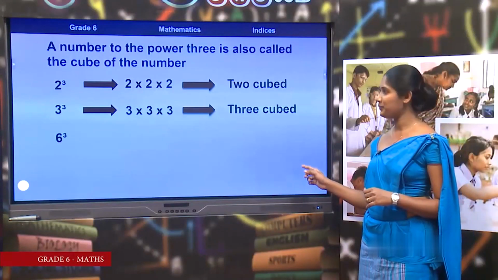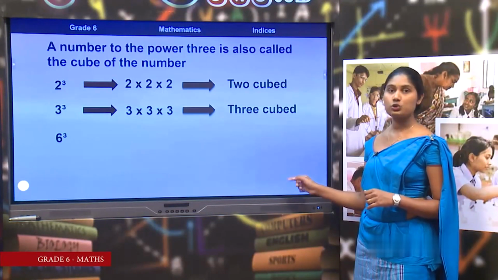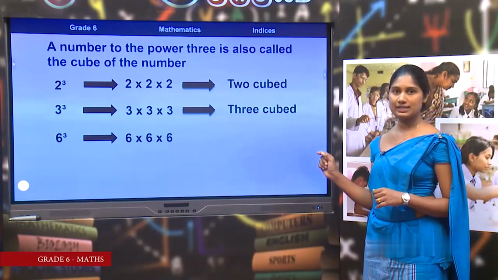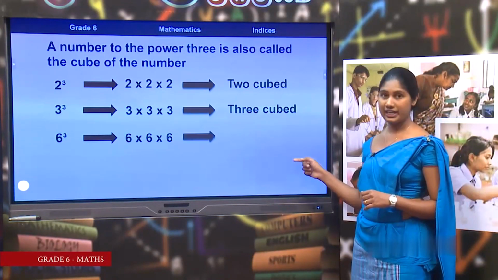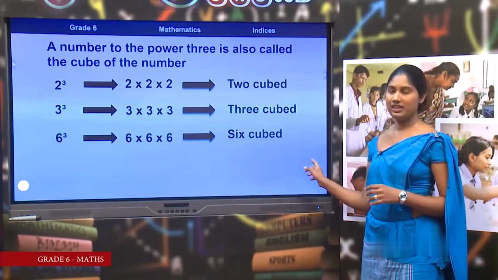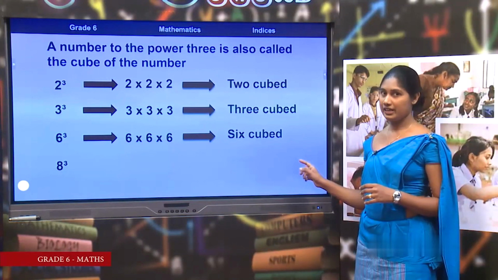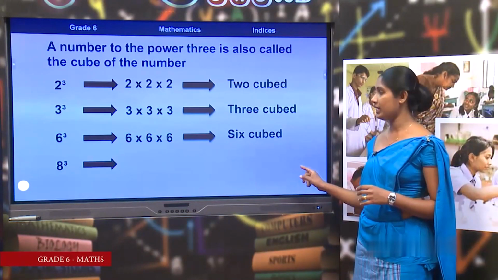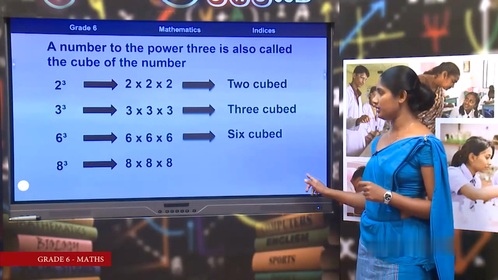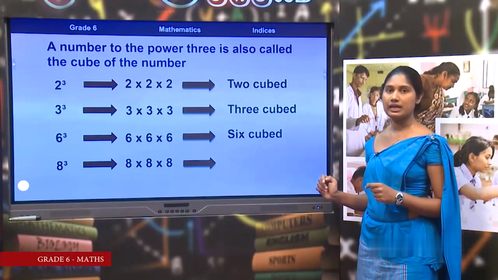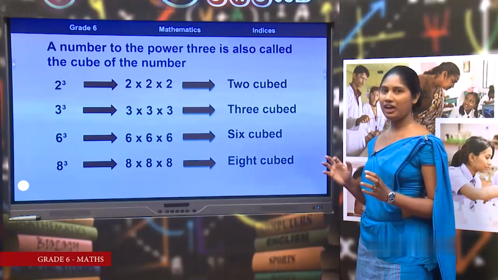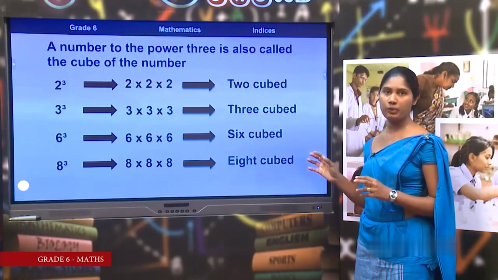The next one is 6 to the power 3, and by expanding that, 6 into 6 into 6. The special name, another name for this, is 6 cube. Next one, 8 to the power 3, we can expand it, 8 into 8 into 8. So, the special name for this is 8 cube. Okay, I hope you all have a good understanding about this part.